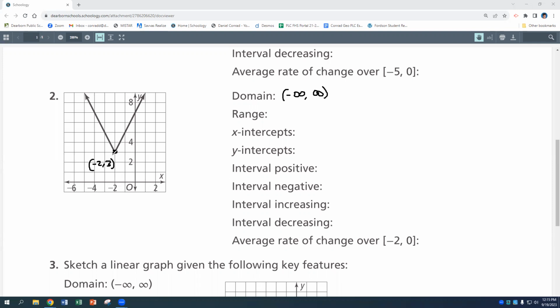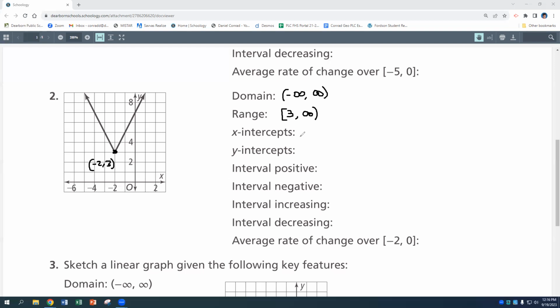The range is the possible y values. The lowest we can go is positive 3. And we're going to use a bracket there because we can actually reach it. If we couldn't actually get to 3, then we'd put a parentheses. And then both sides of the graph go up to infinity. So it's 3 to infinity.